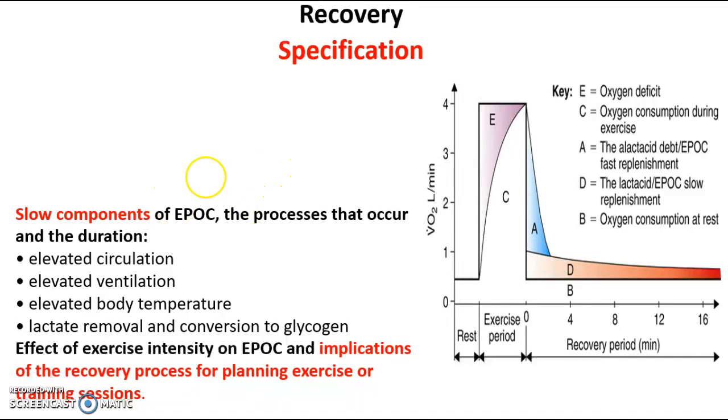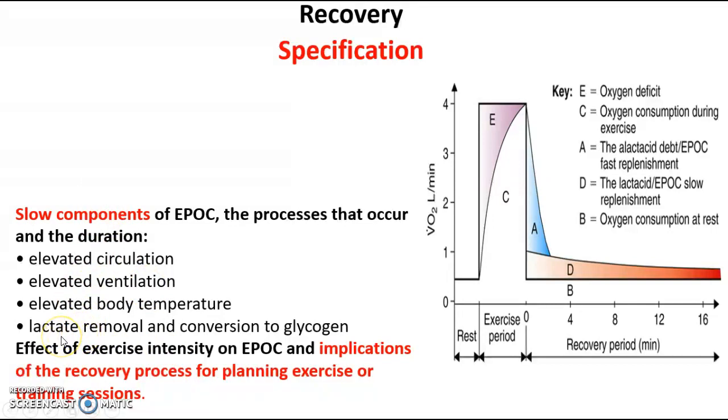We're going to be looking at the following key things: the elevation of circulation rates, ventilation rates, body temperature, and to start with we're going to have a look specifically at how the lactate or lactic acid is removed, and also the process of converting lactic acid into glycogen to allow us to get our energy back following exercise. We'll have a look at this in the lessons to come, but this screencast will particularly focus on the slow component of EPOC.